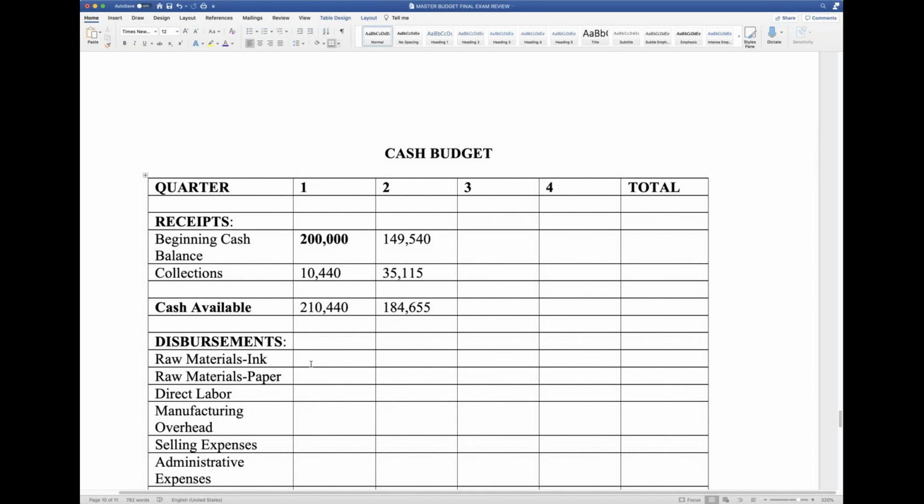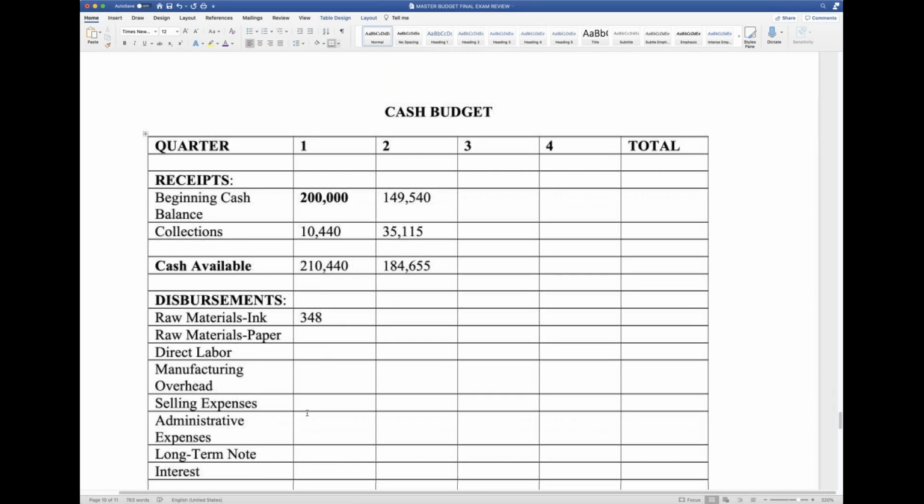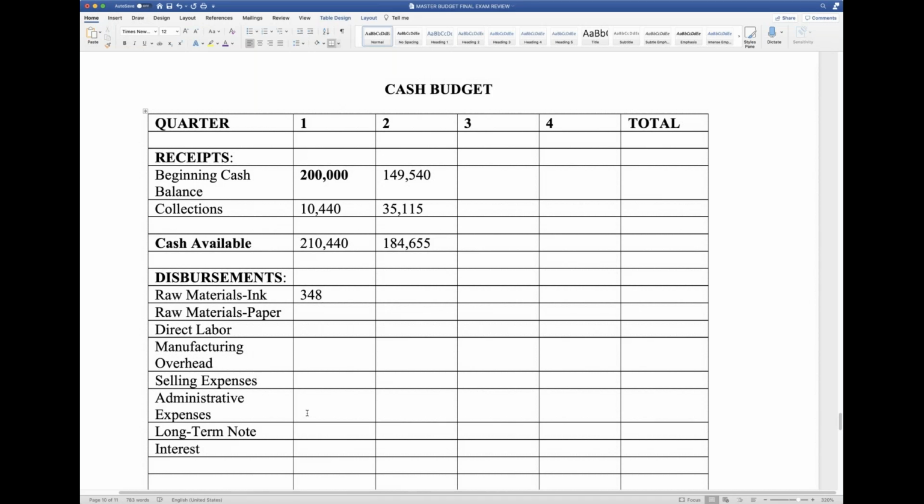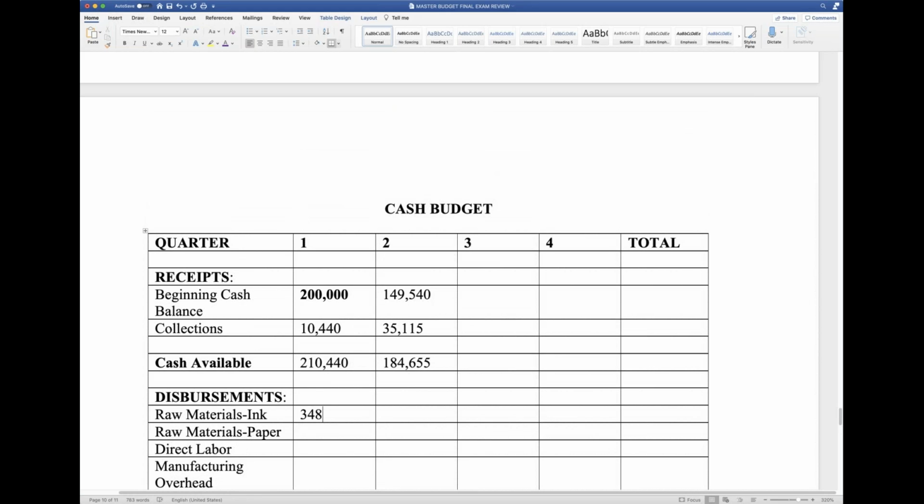Is that what you copied? No. What's the 348? That's the amount for the raw materials ink. I think that was the amount that we. No, the number that you just copied and pasted, 2,610. That's the raw materials ink.